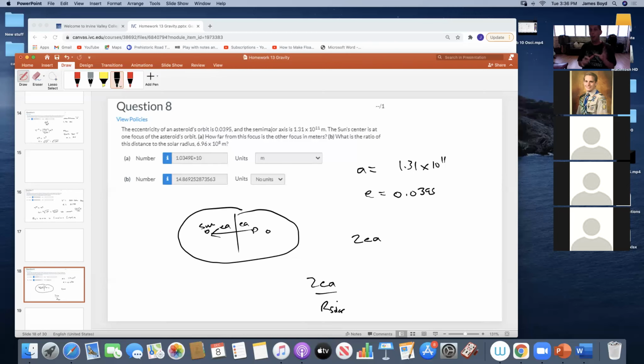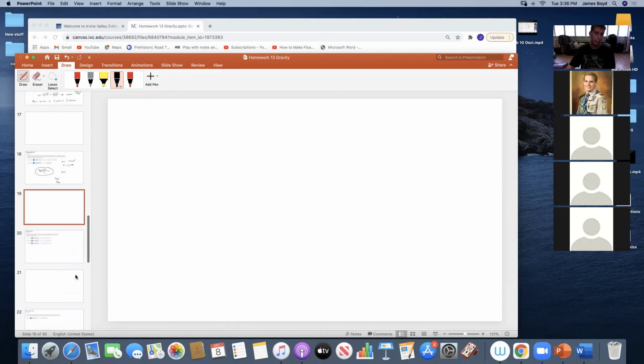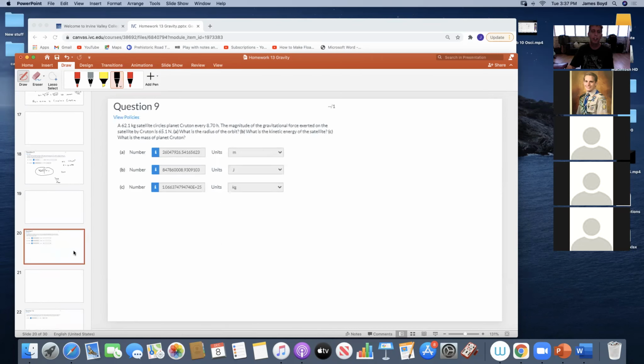This problem is all about making sure you understood the geometry of the ellipse. That's it. So hopefully, if you did it, you didn't overthink it or spend a lot of time on it. Okay, now this problem is a little trickier. You might start to think, oh, I have a satellite and it's rotating, so I can get Kepler stuff. And no, you don't need Kepler stuff. What you need is energy, and you need the period.